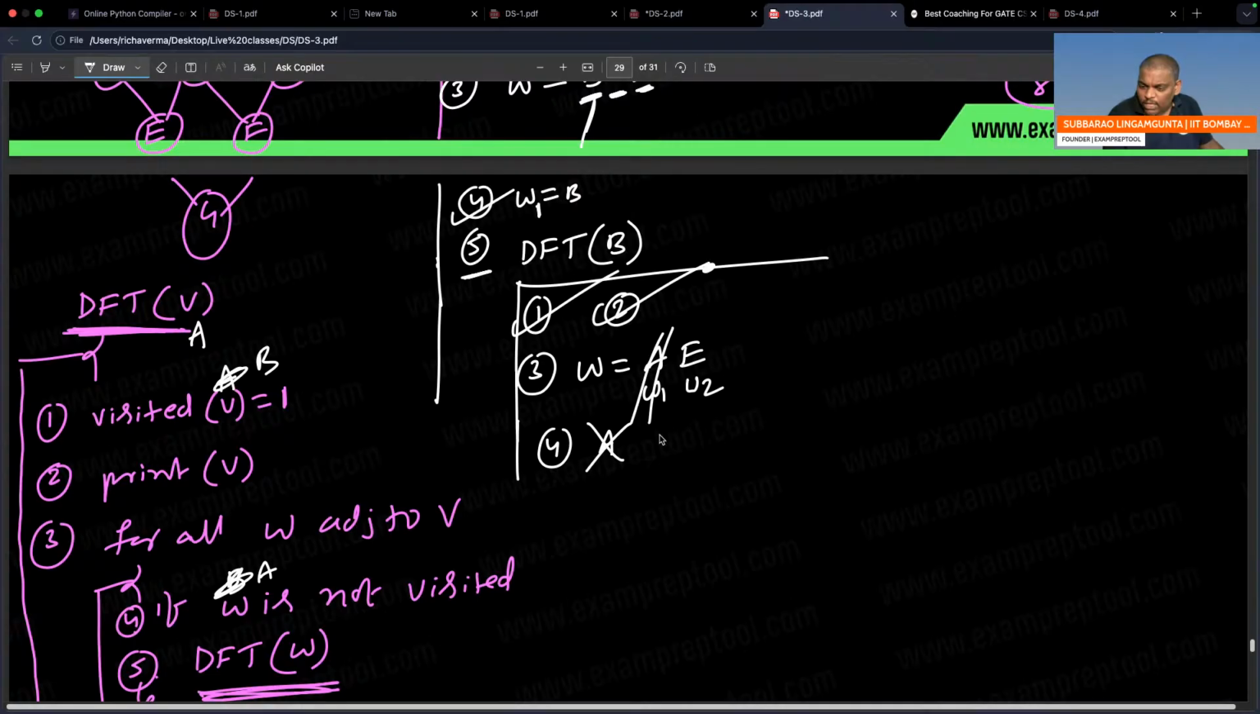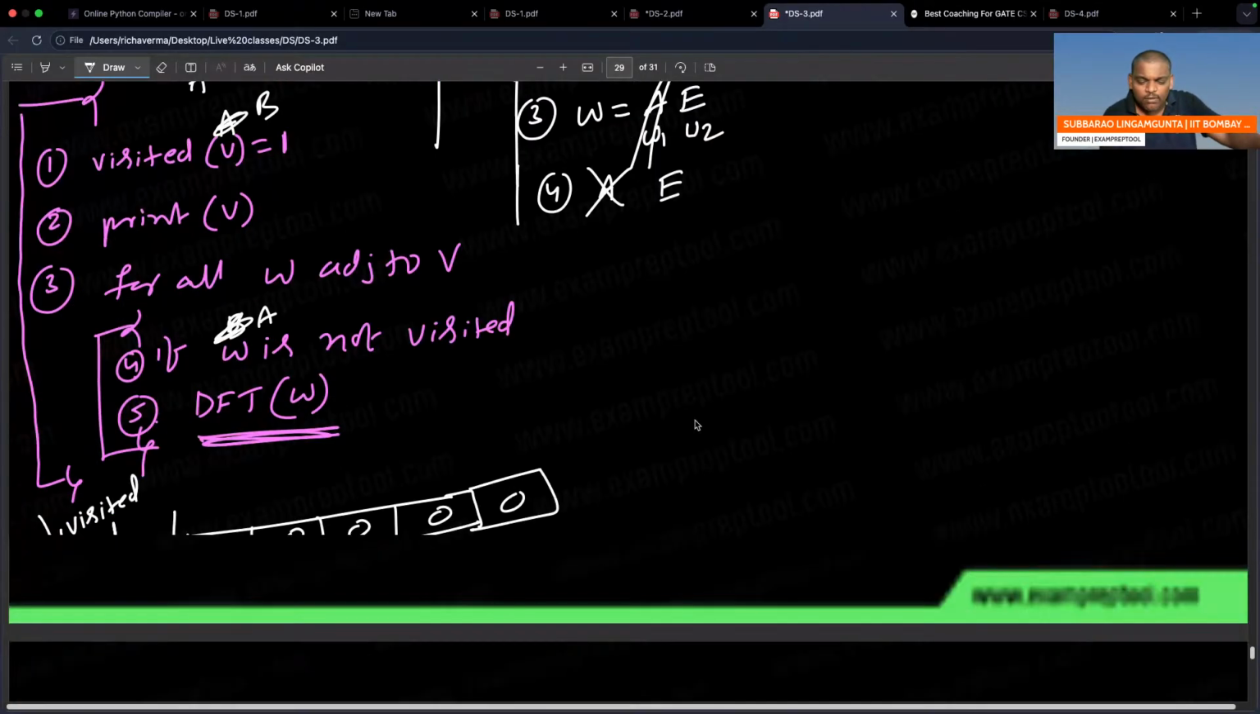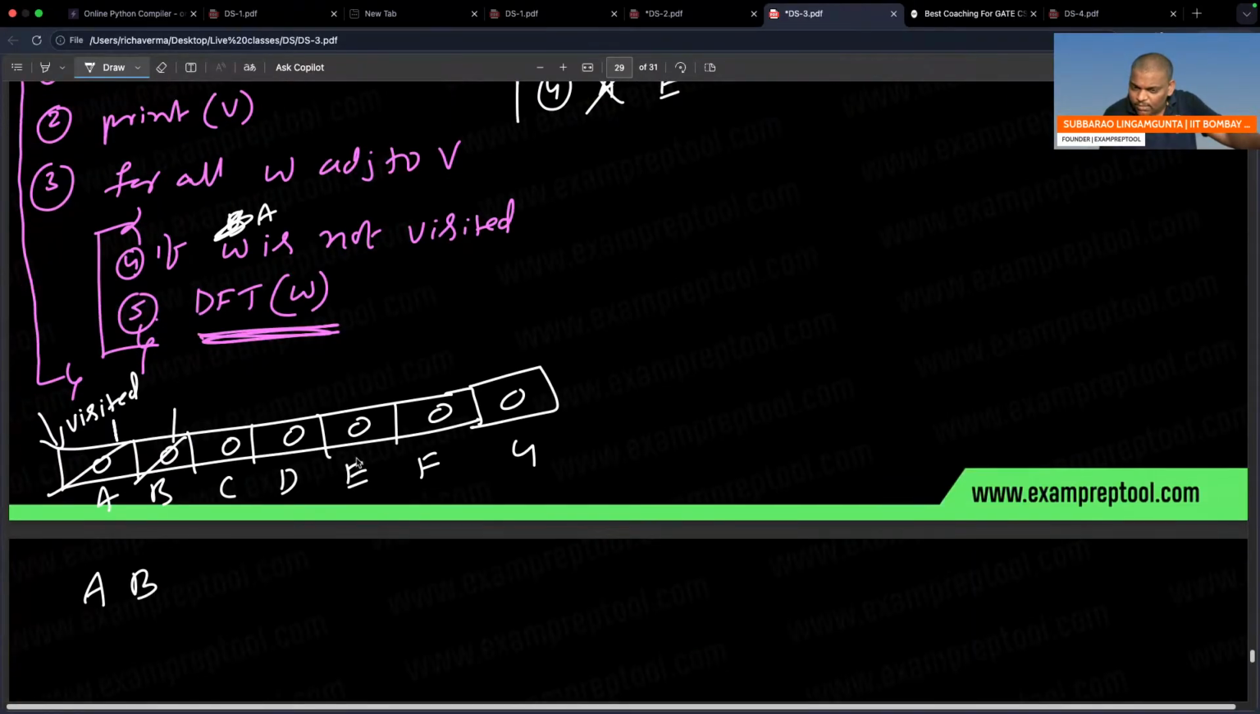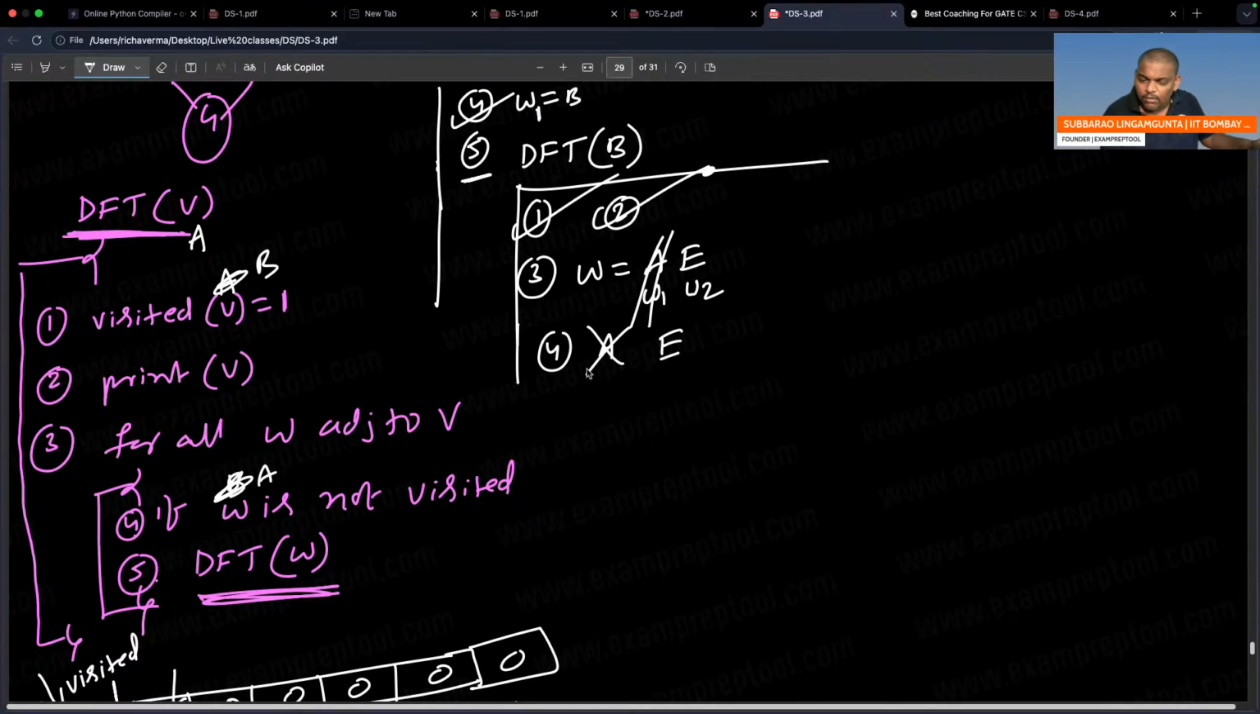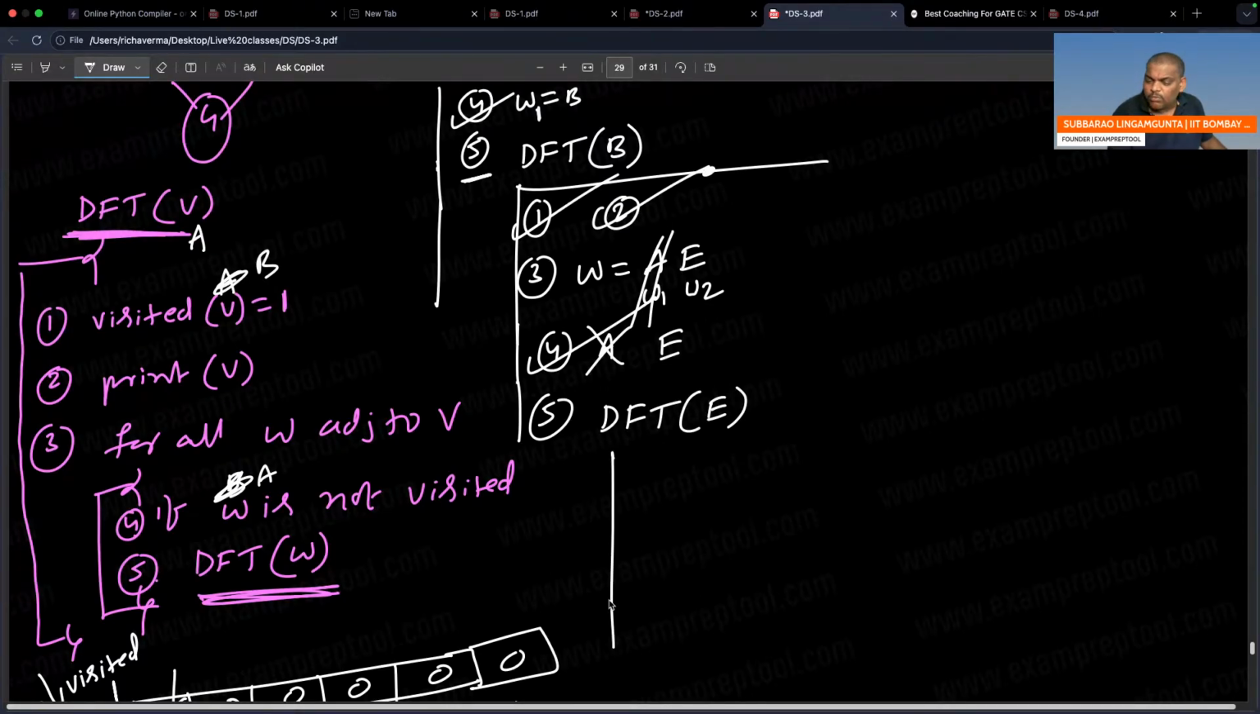E. So E not visited. Can you check? E not visited. Yes, not visited. If not visited, yes, true. Then fifth line. DFT of E is called. DFT of E, when you say DFT is called, recursion, again same story.